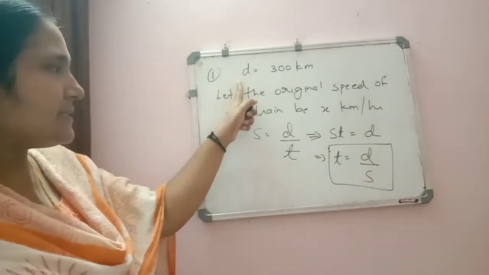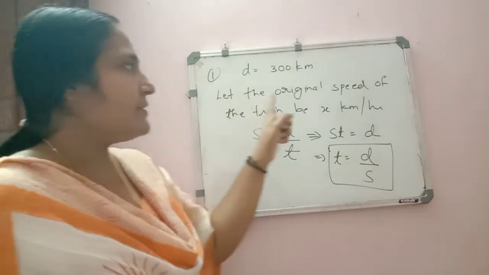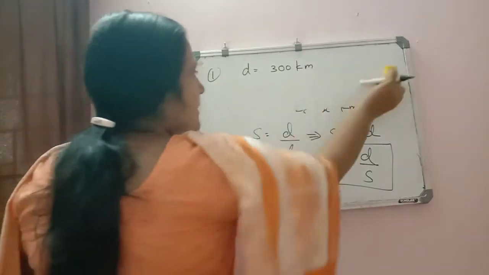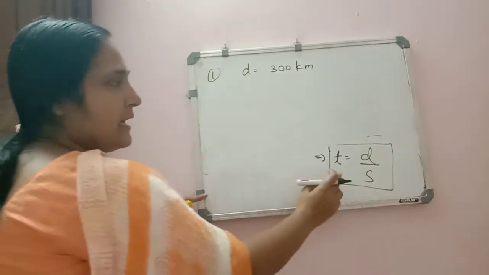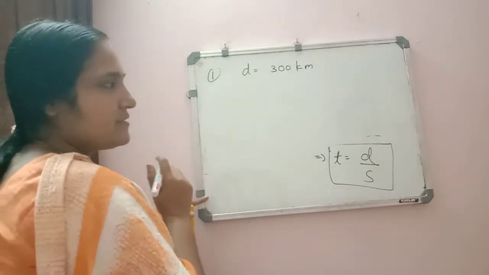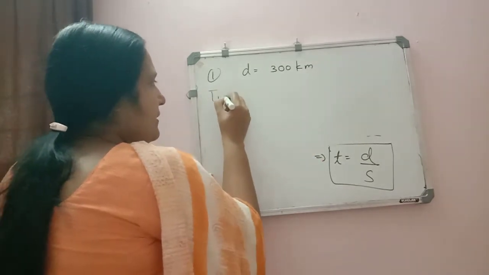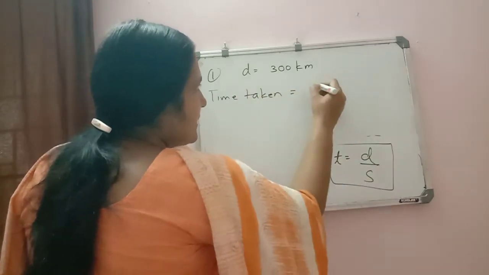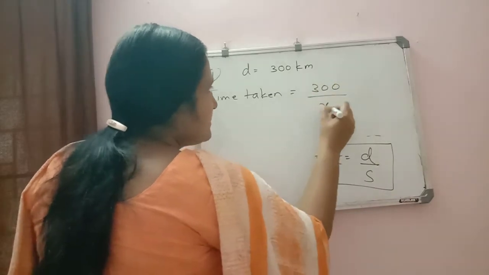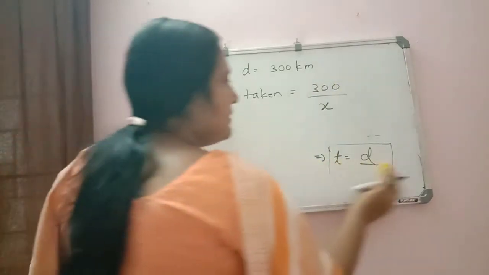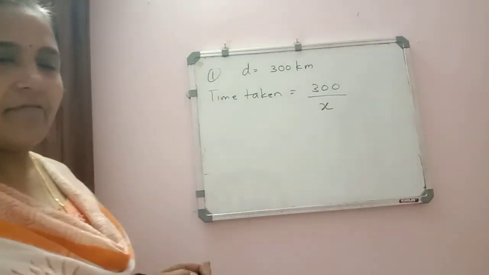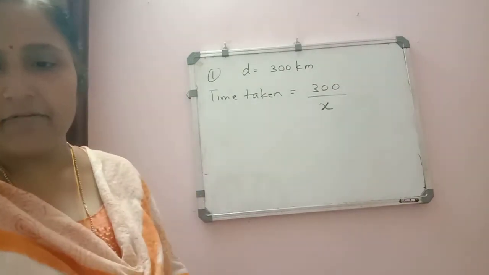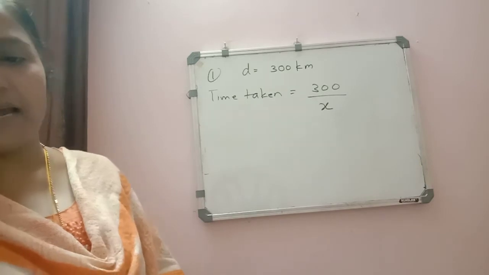Now our distance is 300 kilometer and the speed we have taken is x kilometer per hour. So the time taken to cover 300 kilometer will be, as we wrote in the formula, time taken is equal to distance by speed. Our distance is 300 and speed is x kilometer per hour, so time taken will be 300 by x.